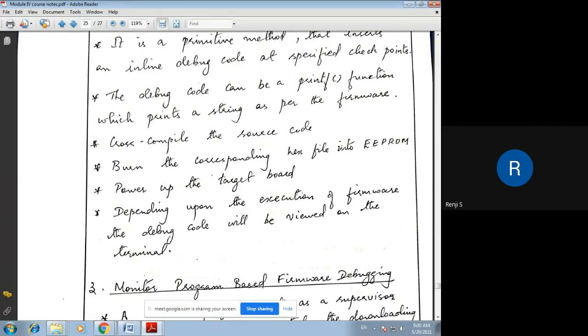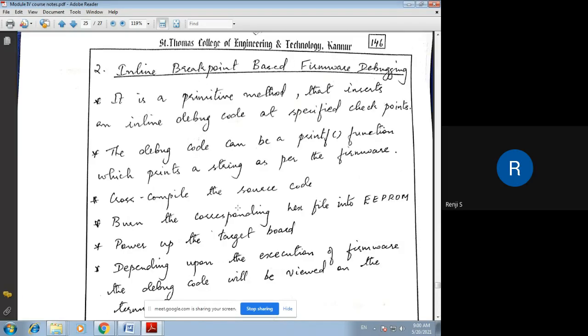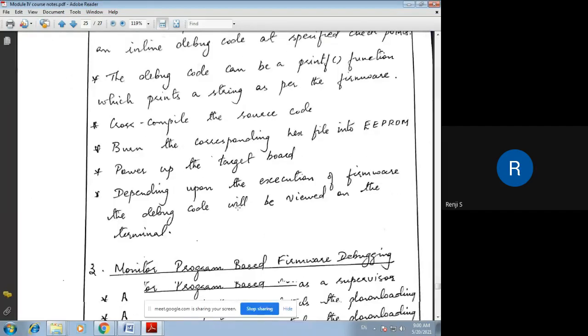Before that, you have to do all these processes. You have to burn it into the EEPROM, power up the target board, and then watch the output. So this is the second method, inline breakpoint based firmware debugging.